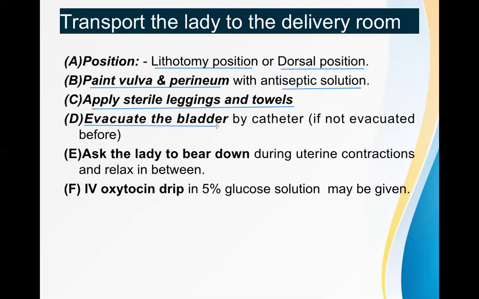Evacuate the urinary bladder by catheterization if not evacuated before. Now, there are different types of catheter. Probably you may know this. One is called Foley's catheter, known as a self-retaining catheter. During this time, Foley's catheter may not be wanted because we simply need to drain the urine and take the catheter out. So a simple plain rubber catheter may be necessary here. Just evacuate the bladder and remove the catheter. That's it. You don't need to leave the catheter there.